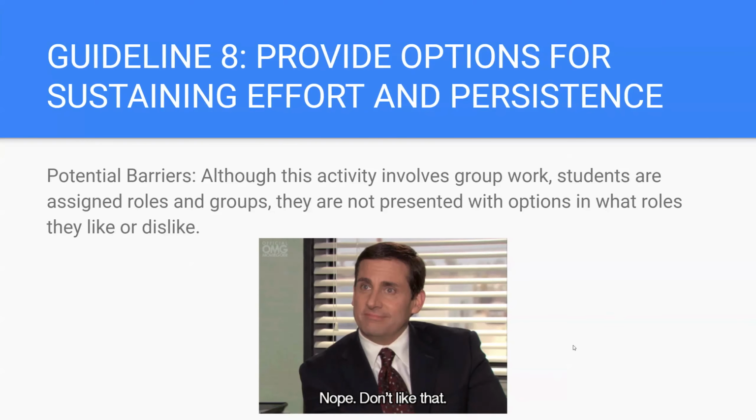And I added a fun little picture here of our best friend Michael Scott from The Office. Nope, don't like that. Thought that was kind of cheeky.